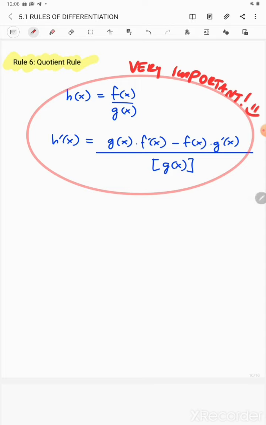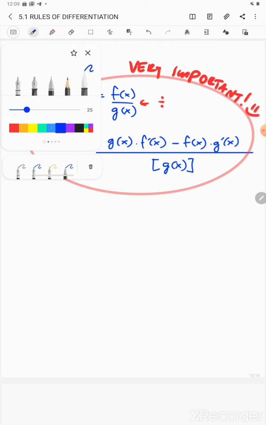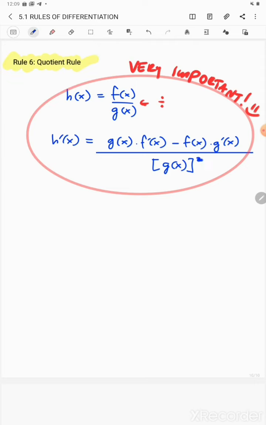The general form for the quotient rule is h(x) equal to f(x) divided by g(x). When you use division, you have to apply this formula. The formula is h prime x equal to g(x) multiplied by f prime(x) minus f(x) multiplied by g prime(x), divided by g square. I forgot to write this: g square.